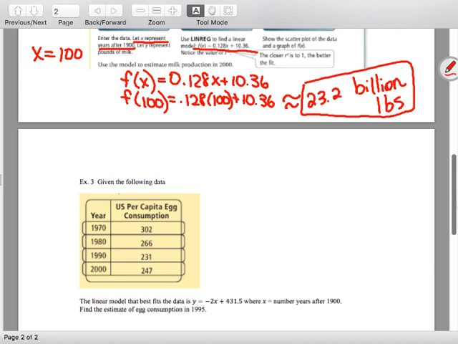Do you understand what per capita means? It means either per person or per household. It's usually per person. So in a year, each person is consuming 302 eggs. And then you notice, it's kind of interesting because now it's down to 247.